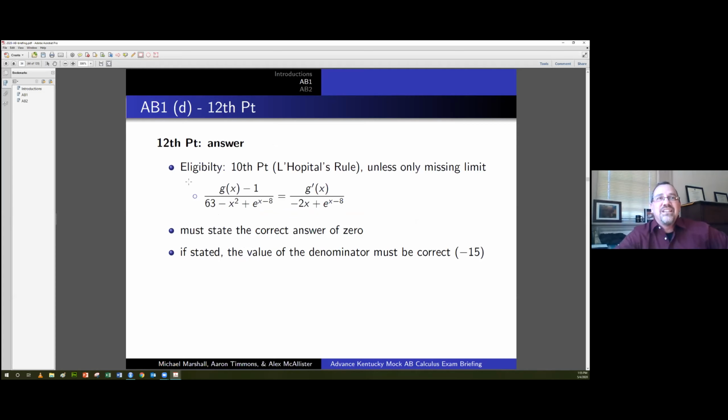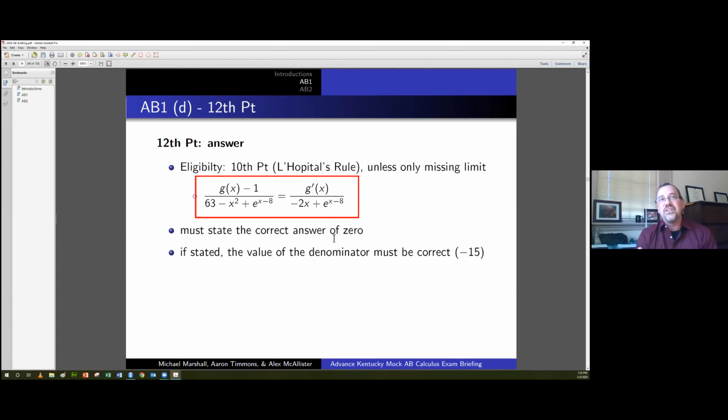If they write down our quotient, what we're originally given with our two functions, is equal to the quotient of the derivatives, they aren't gonna earn L'Hopital's rule points. They need to have the limits to earn that 10th point, okay? But we don't want to knock them out of the rest of the question. Maybe we'll see some good mathematics after that.